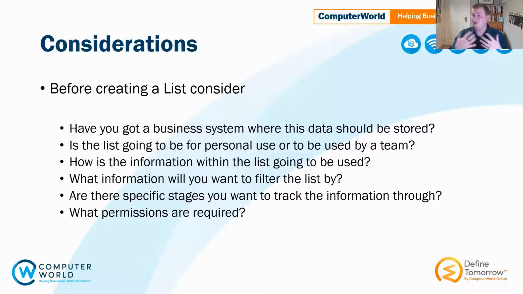Think about how the information is going to be used. Are you going to have to filter it in some specific way? So maybe if there are 7 different stages during a project, what are those stages? Have those documented before you go and create your list, to allow you to create it in the most optimal way to get that output from the data that you're going to need.